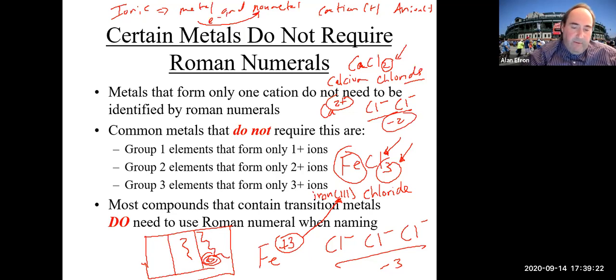So that's basically what we just went over on this slide. Ionic compounds are pretty much named the same way. The only difference is you need to tell the person that, in this particular case, because something like iron can have multiple positive charges, we're talking about the iron that has a +3 charge. That's why we do need the Roman numerals.